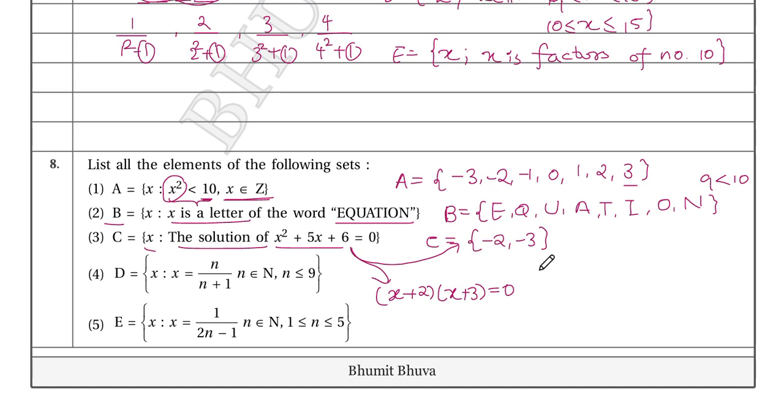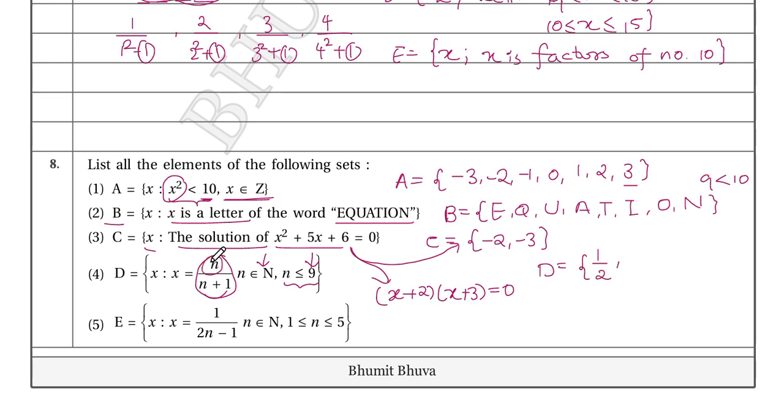Now look at the set D. In the set D, what is given? X is equal to n upon n plus 1, where n is less than or equal to 9 and n belongs to natural numbers. So natural numbers start from 1 until which number? 9. If we put 1, then 1 upon 1 plus 1, which is 2. So this is the first element.